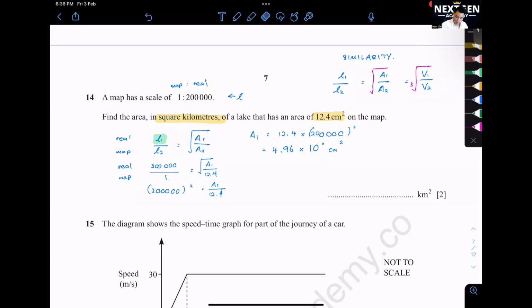Now, 4.96 times 10 to the power of 11 cm squared. How do we change it to kilometer squared, or square km? What's the conversion that I taught you all? When we got square, we got cube. Do we need to memorize every single value? Don't need, right? You write it down like this first. Km, meter, cm. The most basic one you have to memorize at least is km to meter to cm to mm. If you don't know that one, then this type of question you cannot do already.